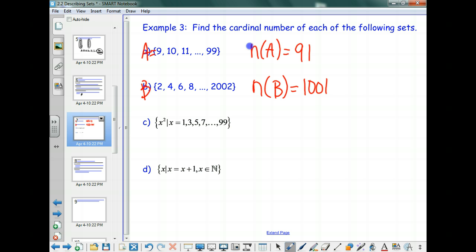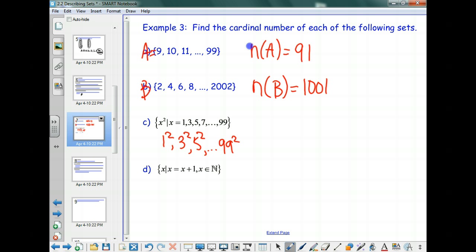Now the next one looks a little bit different. It says x squared such that x is equal to 1, 3, 5, all the way up to 99. It looks funny, and it doesn't look like the ones we did before, but it actually is more like them than you realize. They're telling you what the numbers are, right? The numbers are actually 1 squared, 3 squared, 5 squared, all the way up to 99 squared. Those are the elements of the set. If I asked you what the elements of the set are, this is them.